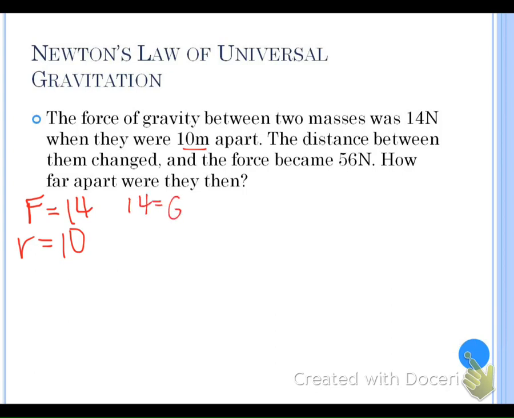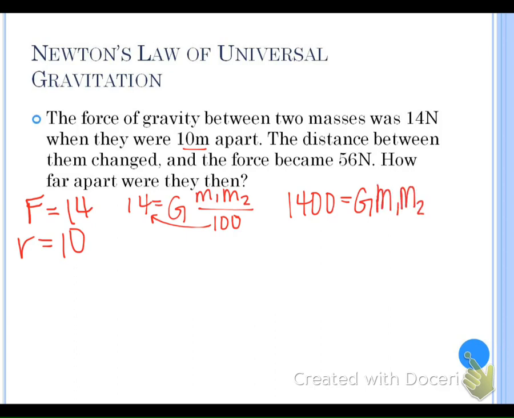14 equals G times M1, M2 over R squared, so 10 squared, which is 100. Are we clear up to this point? Yes. Let's multiply this 100 up just to get rid of it. That gives us 1400 equals G times M1, M2. I could plug in G and divide it over, but I'm not going to for right now.